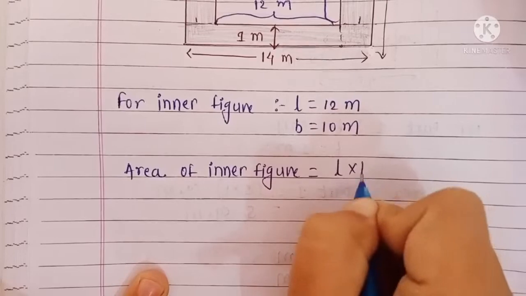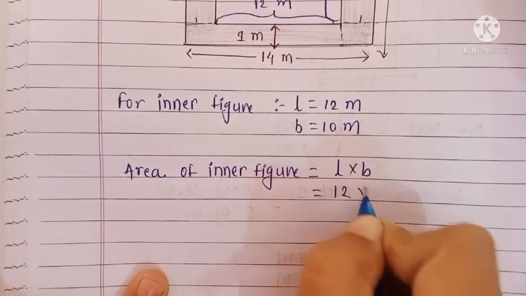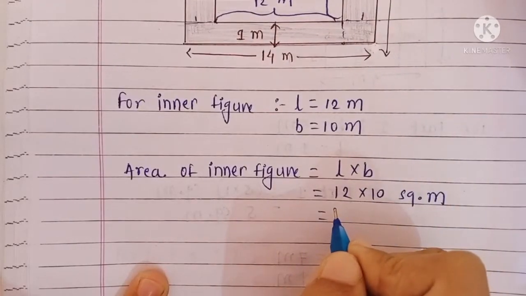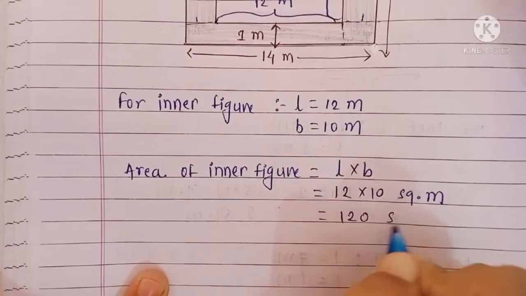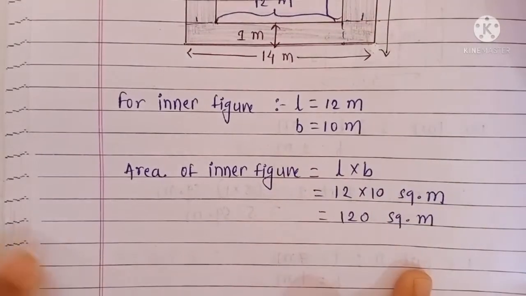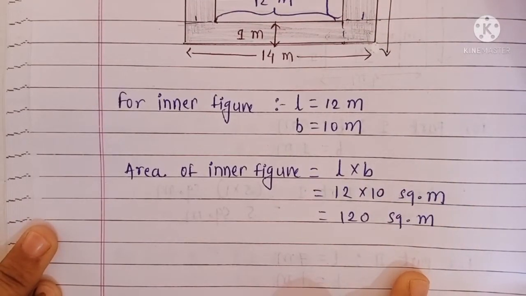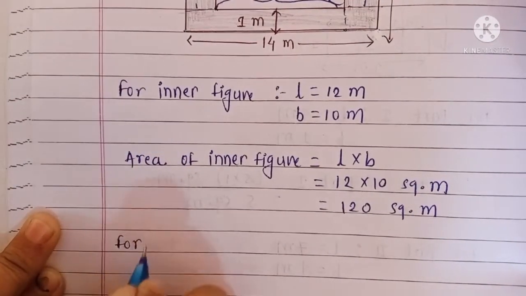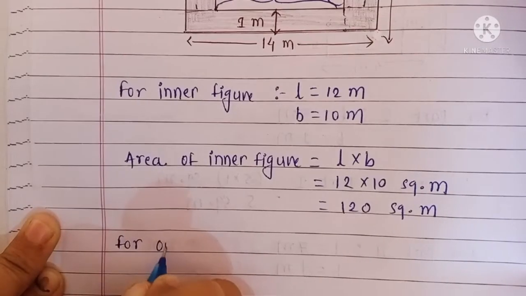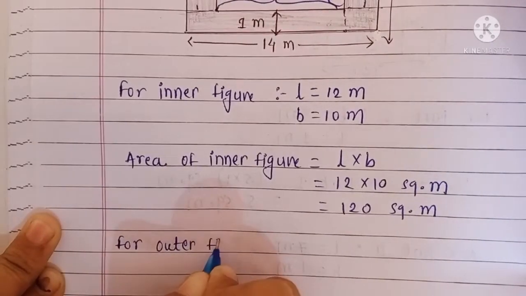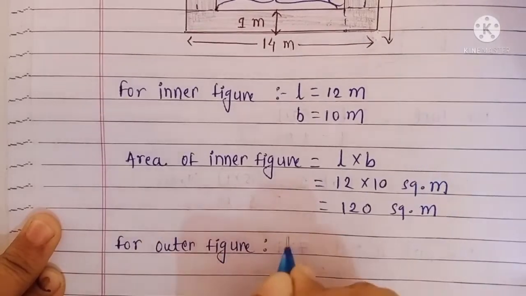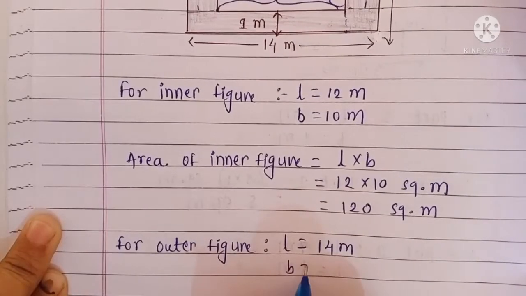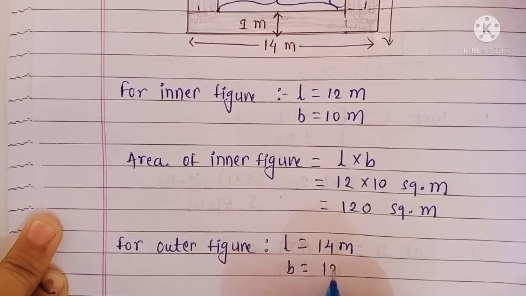Is equal to length multiplied by breadth. This is equal to 12 multiplied by 10 square meter. This is equal to 120 square meter. Now we find area for outer figure. For outer figure, length is equal to 14 meter and breadth is equal to 12 meter.